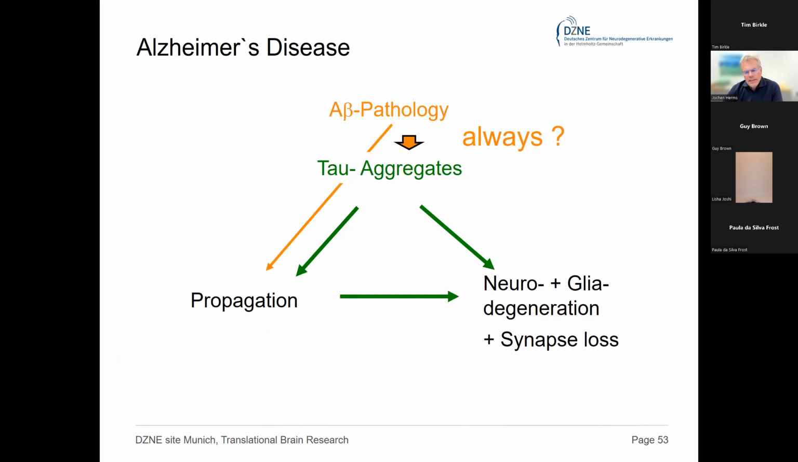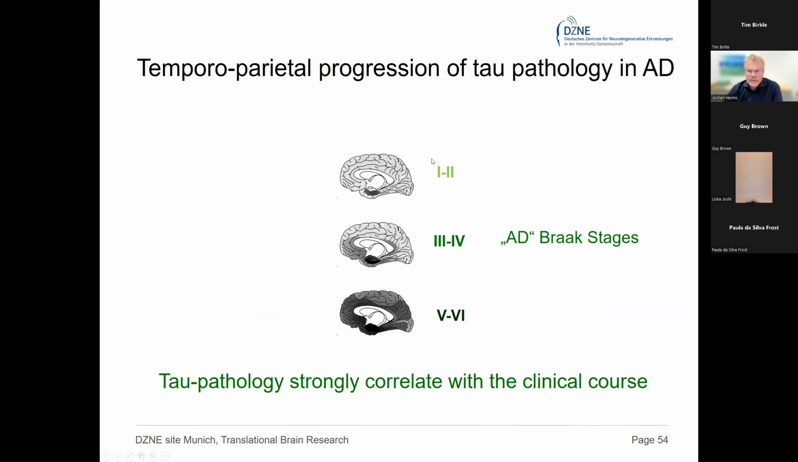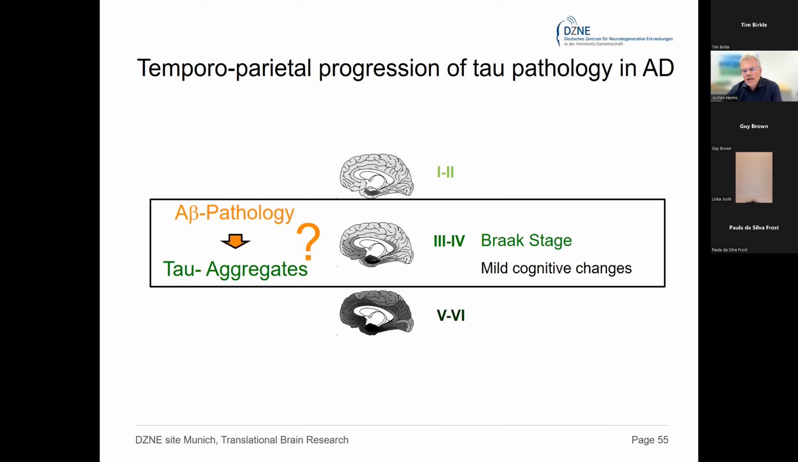And another point why it's problematic to think that A-beta pathology does induce tau pathology. If you go in the standard, let's say, sporadic Alzheimer case, you have this progression, as I showed you. I would like to show you a typical case of a Braak stage 4. You know, this is the stage where you have mild cognitive changes. How does tau pathology coincide with A-beta pathology in this stage?